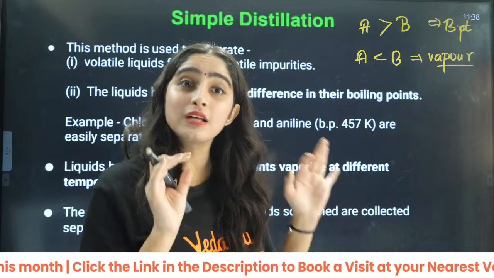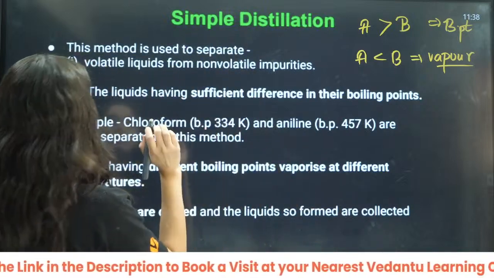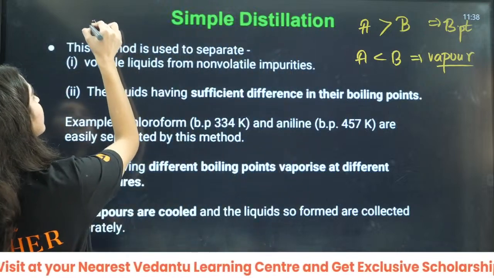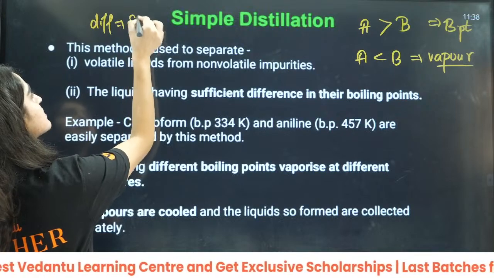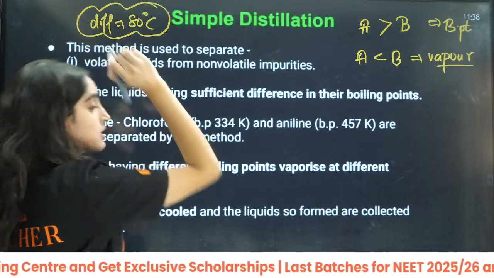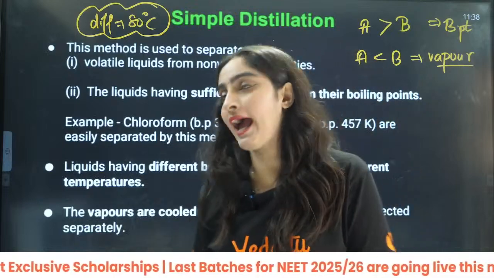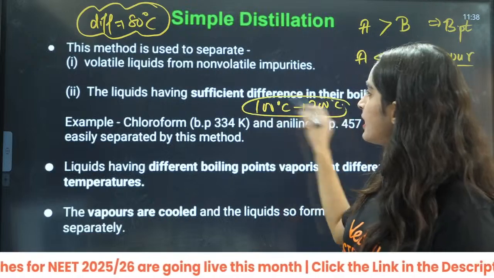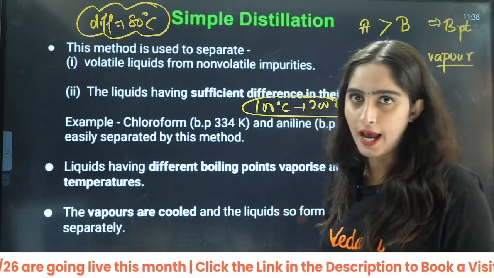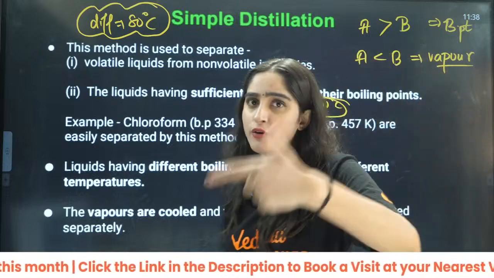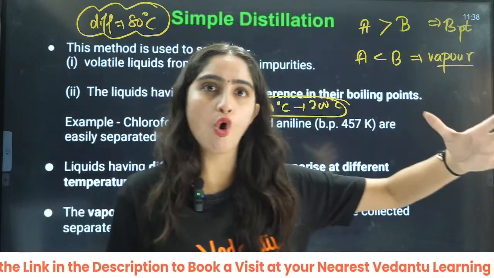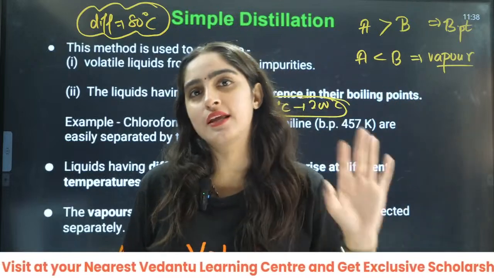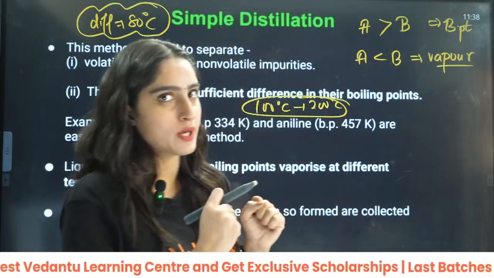So that means the difference should be of 80 degrees Celsius. I am writing it here. If they have 80 degrees Celsius or above difference, for example, I have 100 degrees Celsius and 200 degrees Celsius, these are the boiling points of the two mixtures that I have. So when I have two mixtures with a boiling point difference of around 80 degrees Celsius or more, then I can apply simple distillation here, because one is very fast, one is very slow, right?